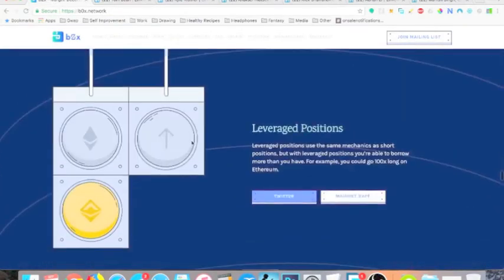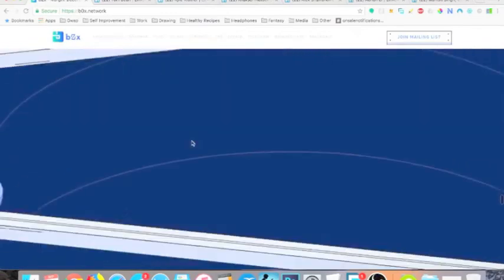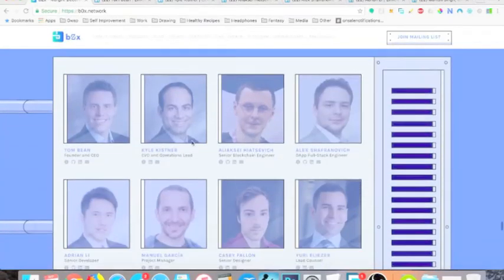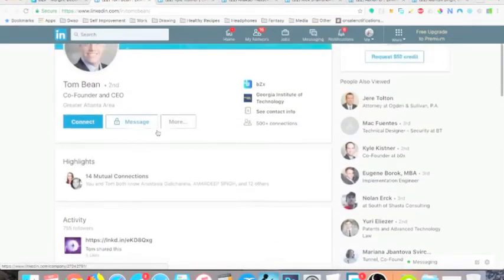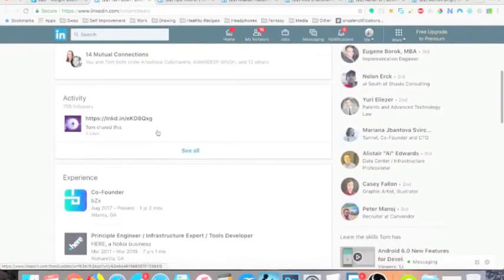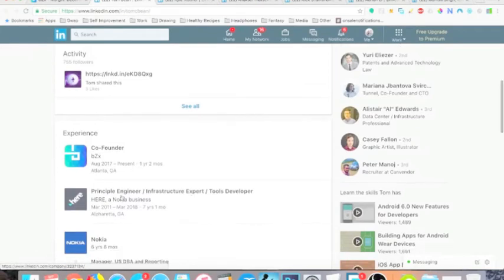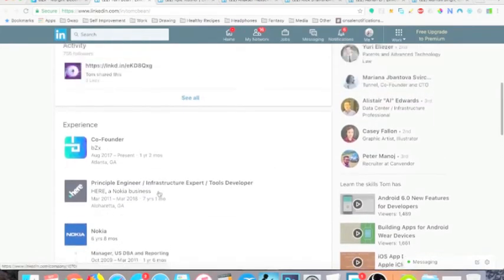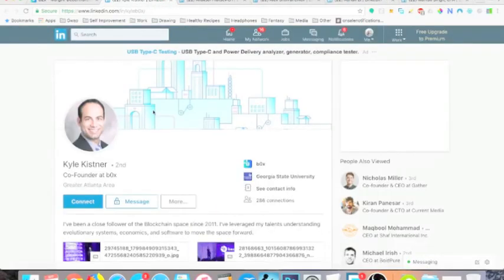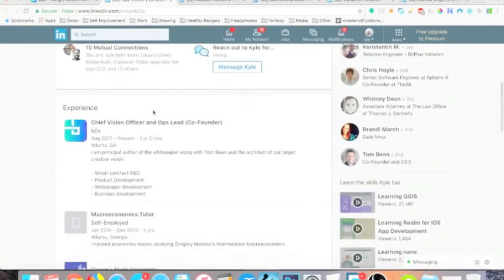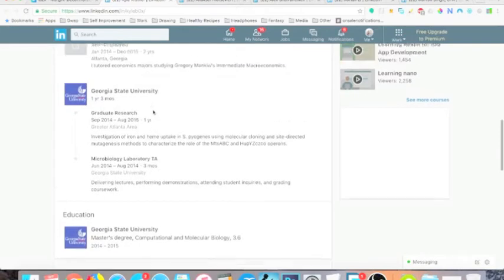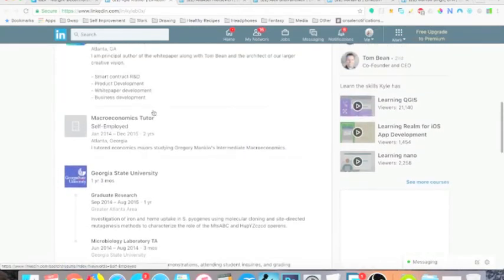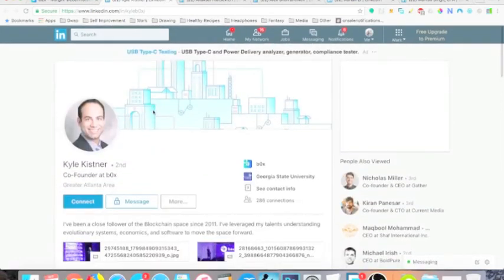All right, I've already looked at the roadmap, so let's look a little bit at the team and the advisors. Now, like I said before, the team has a lot of tech history and experience. Tom Bean's the CEO. He's a tech guy, an engineer, an infrastructure expert for Nokia for a long time, team lead in systems engineering. And then Kyle Kistner is the second lead, and they're the two original founders. He's more of an economics guy, more of an academic, and I guess his expertise is going to be in the actual economics of how the lending and leverage works.